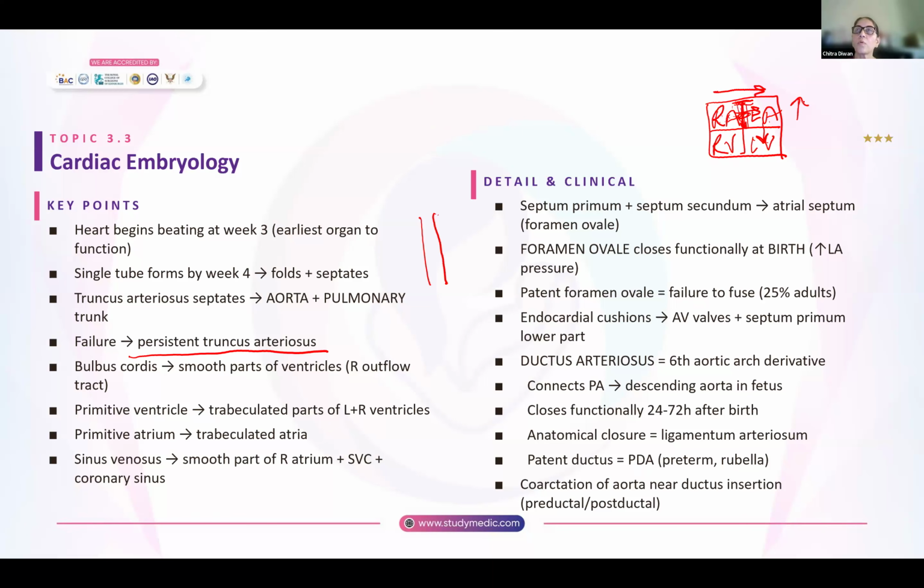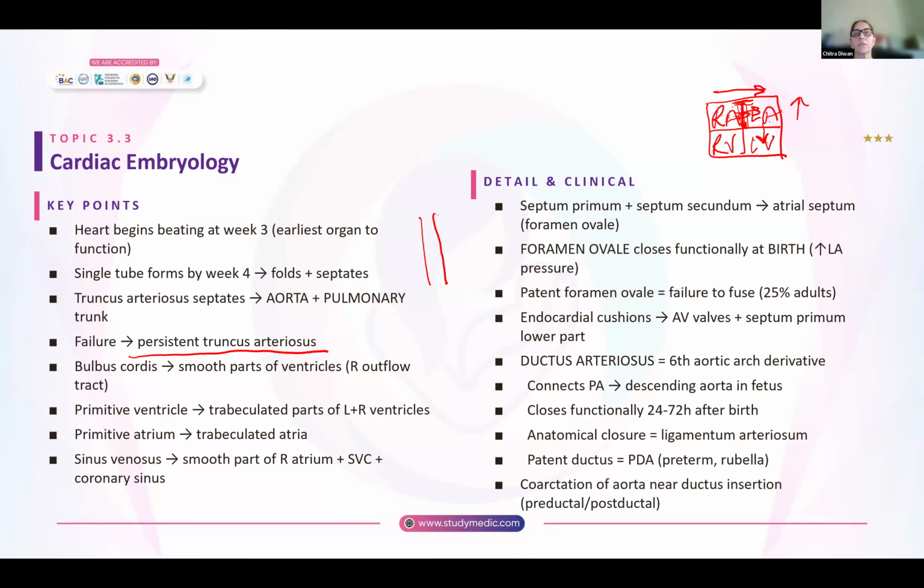So blood is now no longer able to flow. It always flows from high to low, right? So now after birth, in the right atrium, the pressure will fall. Pressure increases in the left atrium. So functionally, this foramen ovale closes at birth. Anatomical closure occurs a little bit later. Now, in about 25% of individuals, the foramen ovale remains patent and doesn't close.